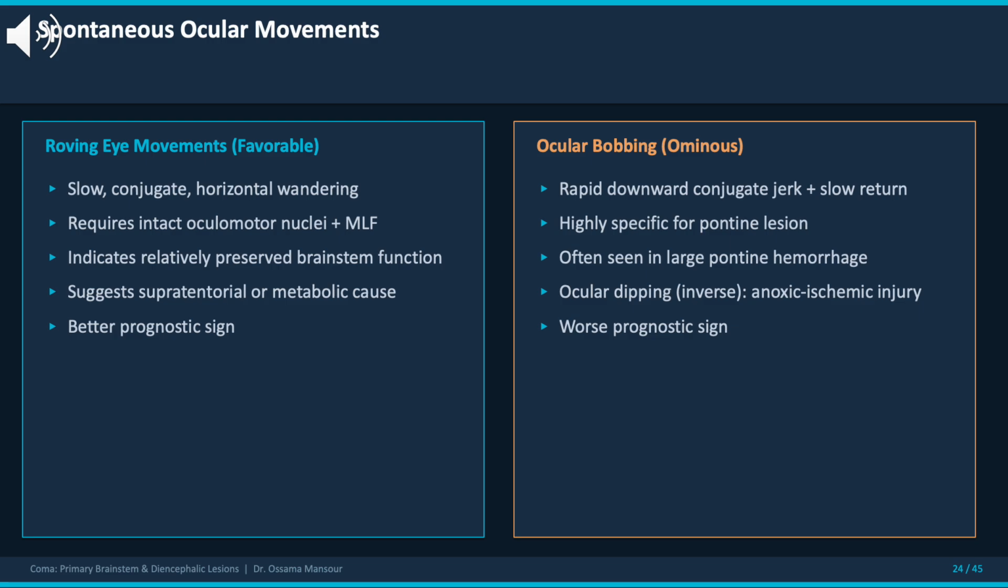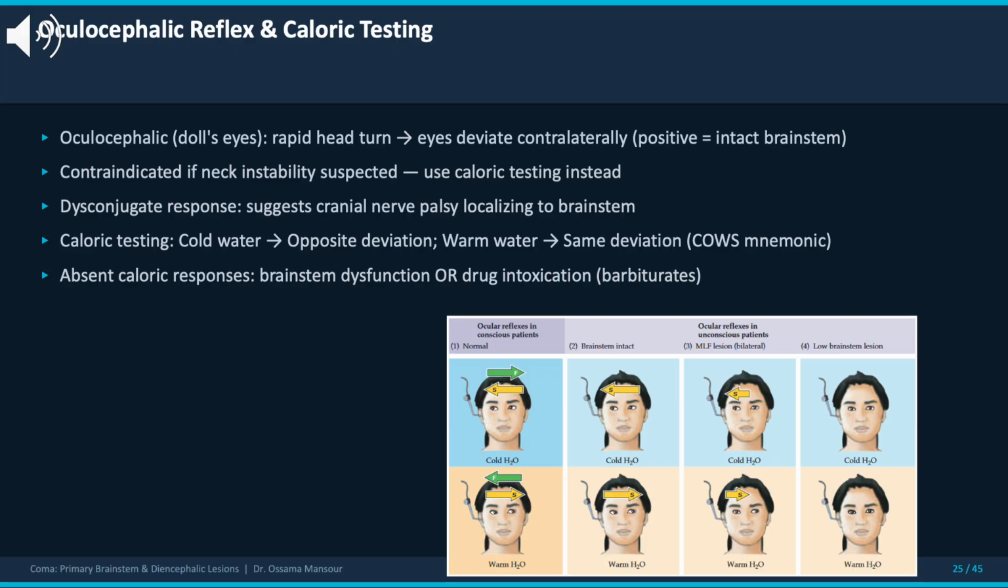The oculocephalic reflex, commonly known as the doll's eye reflex, and caloric testing provide critical information about brainstem function and help distinguish structural from metabolic causes of coma. The oculocephalic reflex should be attempted by performing a sudden head turn, rapidly rotating the head from side to side while observing the eyes. However, in cases where neck instability is suspected, caloric testing should be used instead, as it elicits the same pathways without requiring neck manipulation.